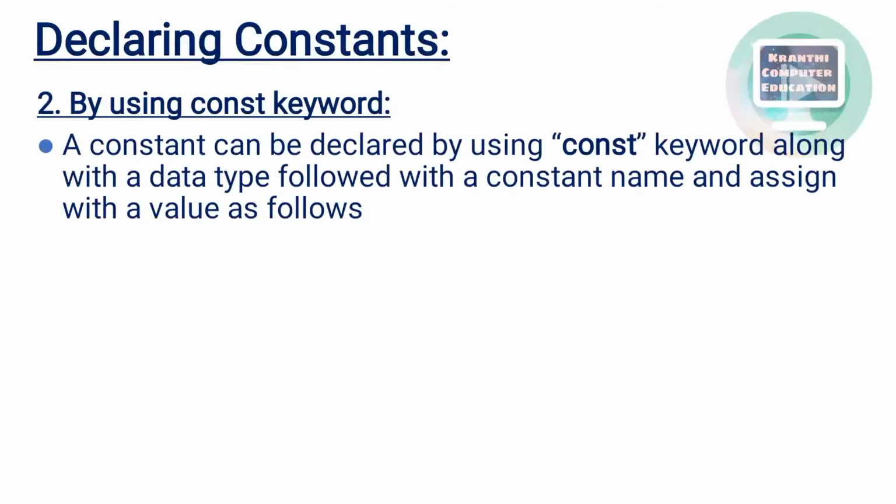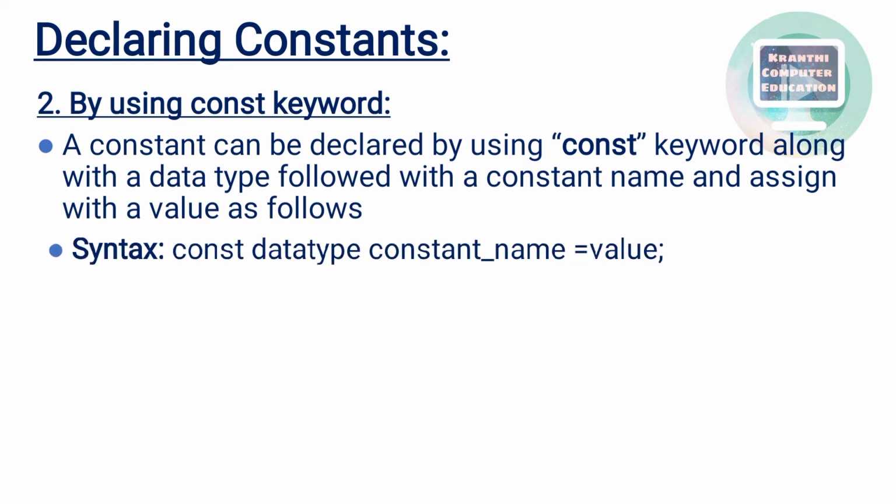Next we will see the second method to define constants, by using a const keyword. A constant can be declared by using the const keyword along with a data type, followed by a constant name and assigned with a value as follows. Here, to create a constant, we need to use the const keyword, a data type, a constant name and a value.